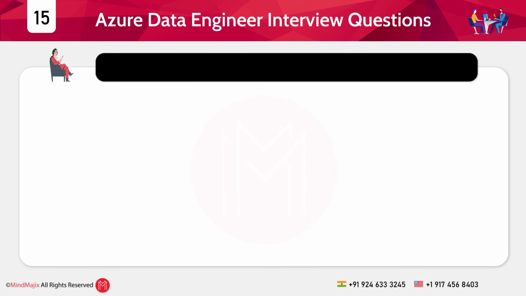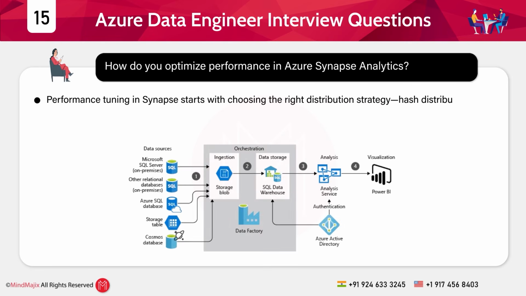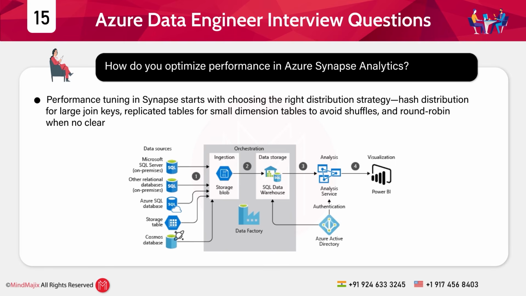The next question is, how do you optimize performance in Azure Synapse Analytics? Performance tuning in Synapse starts with choosing the right distribution strategy: hash distribution for large join keys, replicated tables for small dimension tables to avoid shuffles, and round robin when no clear key exists. Apart from that, you can also use columnstore indexes for large fact tables to improve the IO efficiency on analytics queries, and ensure proper partitioning to allow partition elimination for date-ranged queries.